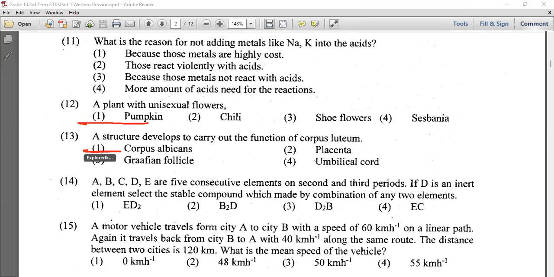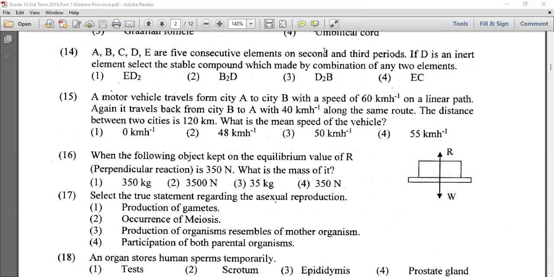Okay, this is again a problem. The 14th one, right? It says A, B, C, D, and E are 5 consecutive elements. What do you mean by consecutive elements? Elements at a stretch, let's say 1, 2, 3, 4, 5. Consecutive means they are next to each other, not skipping one or two, but in a continuous line. So A, B, C, D, and E are 5 consecutive elements in the second and third period. If D is an inert element, select the stable compound which is made by the combination of any 2 elements.